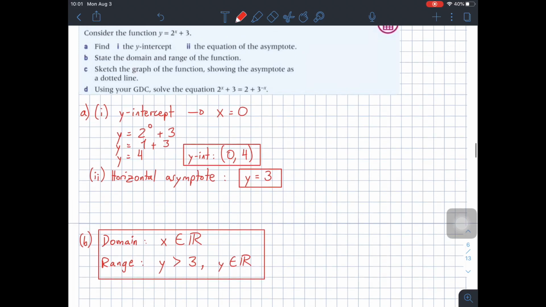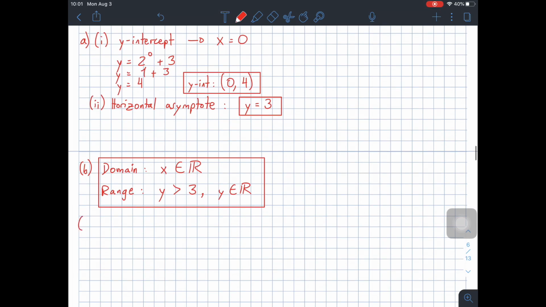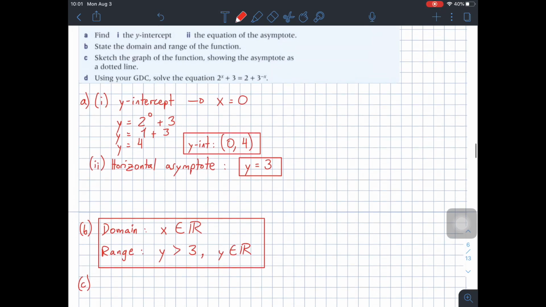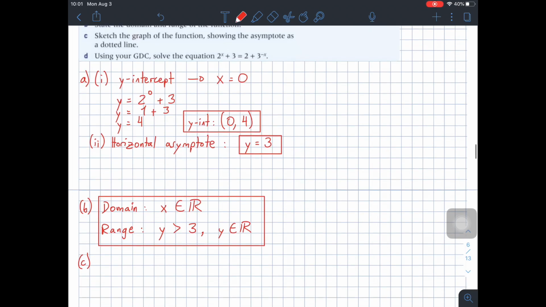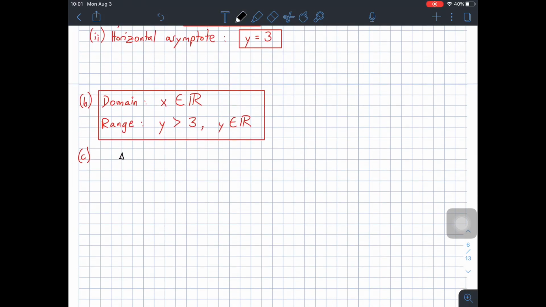Done with that. Then for part C, it says sketch the graph of the function showing the asymptotes as a dotted line. Okay, since it says sketch, we can do just a sketch. It doesn't have to be very precise. So I'm gonna do the axes first, y and x. I'm gonna leave some space for the negative values here.